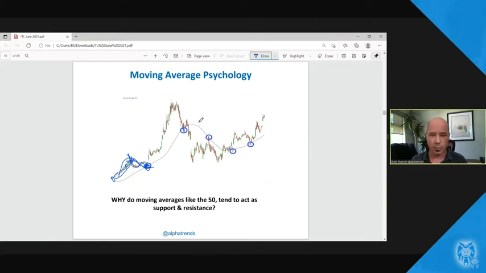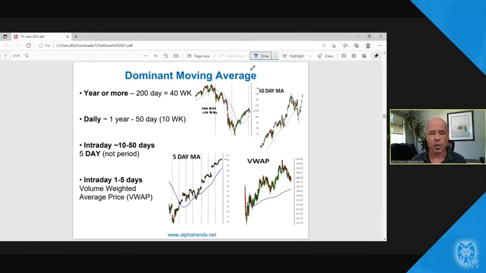So, when the 50-day moving average is declining, it tends to offer resistance. When we see it moving back and forth above and below, indecision. Pull back to the 50, rock and roll. That's why we want to look at it.